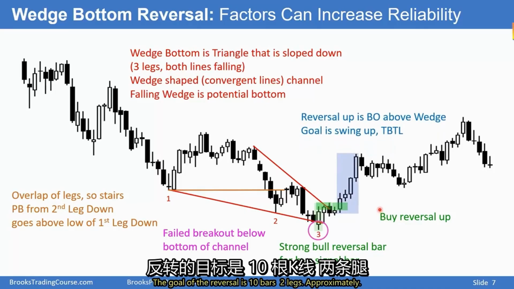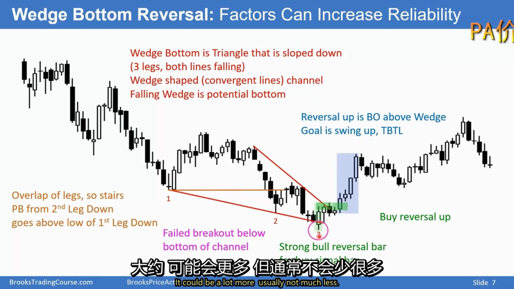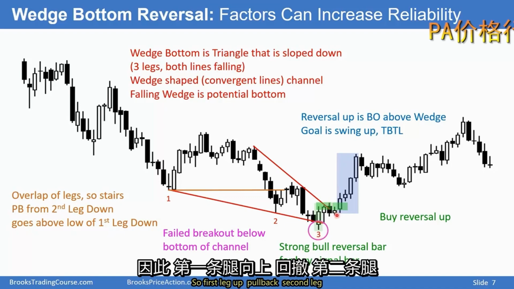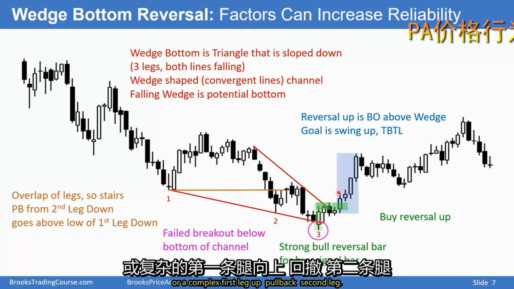The goal of the reversal is 10 bars, 2 legs. Approximately, it could be a lot more, usually not much less. So first leg up, pull back, second leg, or a complex first leg up, pull back, second leg.